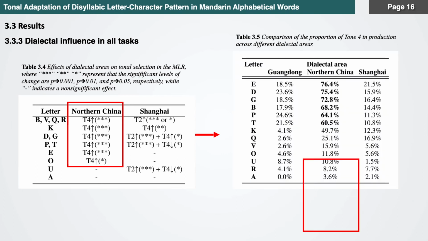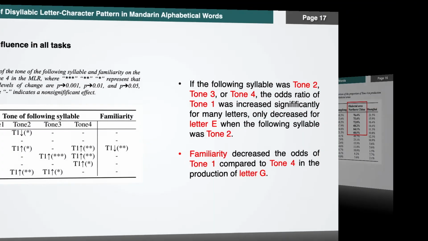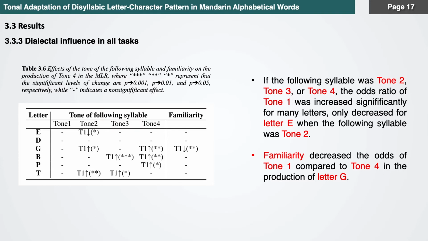The 6 letters E, D, G, B, P, T exceeded 60% in the fourth tone. In order to explore other factors, we selected the data only from the northern area and ran the MLR model again for the letters whose percentage of Tone 4 exceeded 60%, with Tone 4 selected as the reference level. The table shows the result.